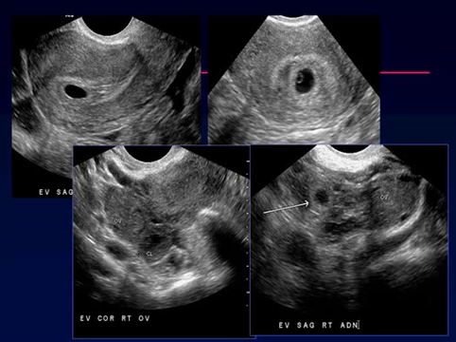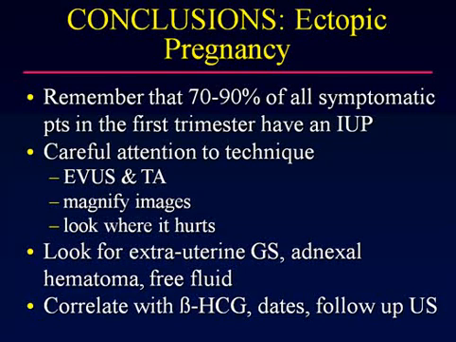So it's been my experience that the incidence is actually probably increasing a little, and not all of these seem to be related to assisted reproductive technique, but certainly in those patients you need to be particularly careful to look for both an intrauterine and extrauterine pregnancy. So in conclusion, when you have a patient who is pregnant in the first trimester and presents with pain and vaginal bleeding, you do need to evaluate the patient for an ectopic pregnancy. But you should remember that about 70 to 90% of all such symptomatic patients actually turn out to have an intrauterine pregnancy.